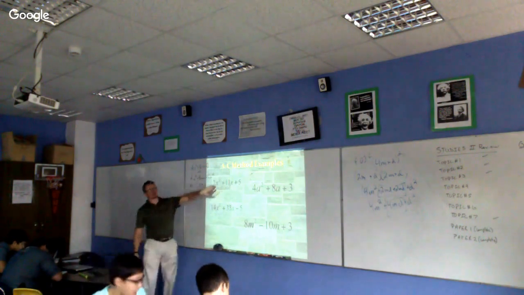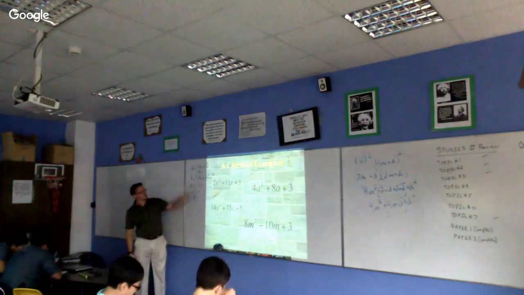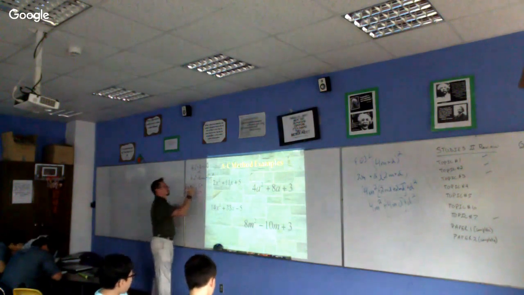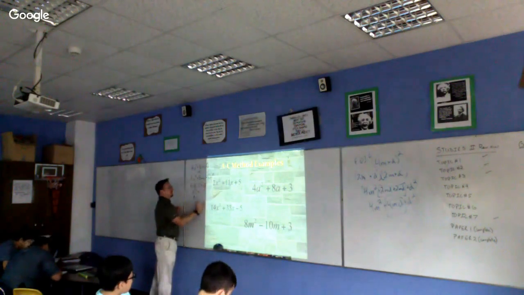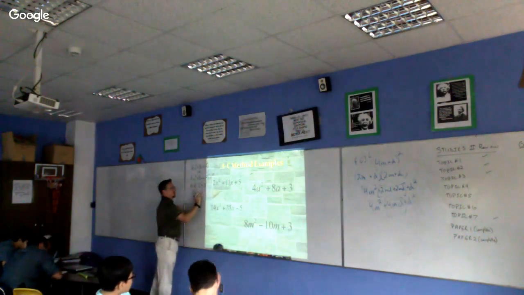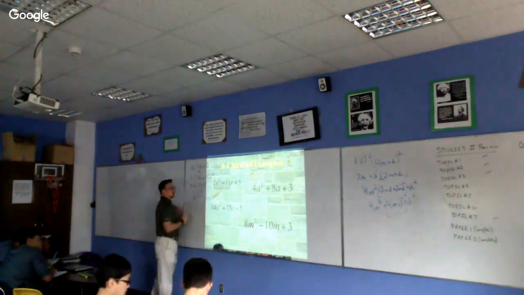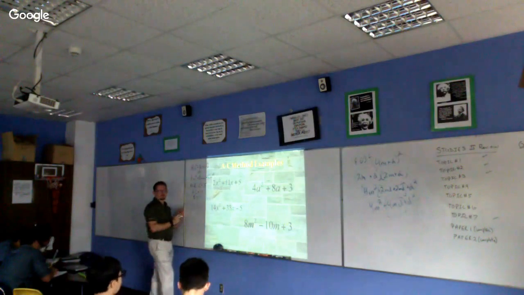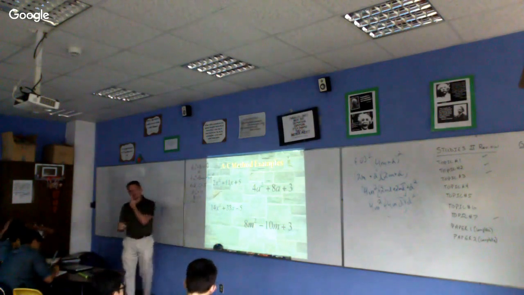Alright, let's work through the first one. If we have 2x squared plus 11x plus 5, what's our A? 2. What's C? Positive 5. 2 times 5 gives us what? 10. Two numbers that multiply to get 10 and add together to give me 11 are what? 10 and 1. Which one do you want to go first?